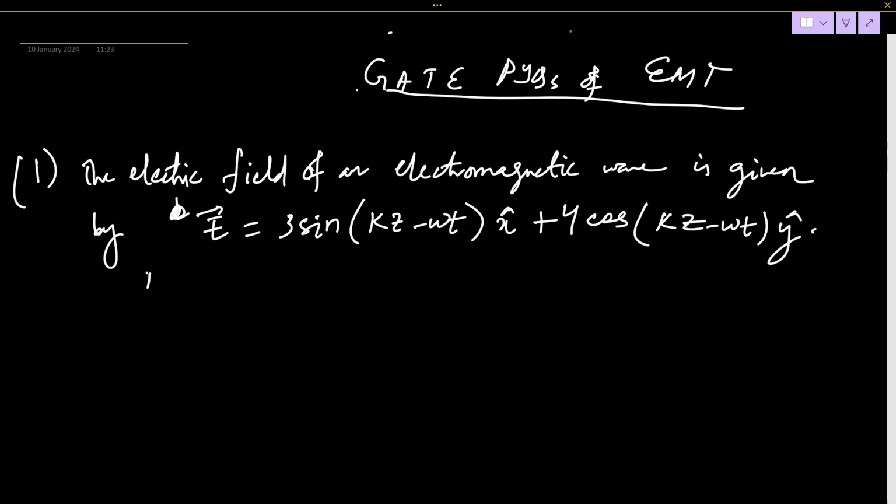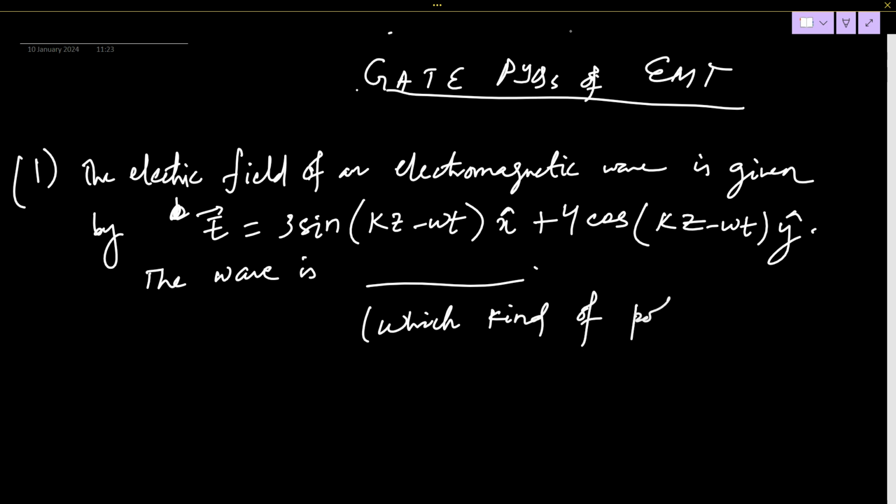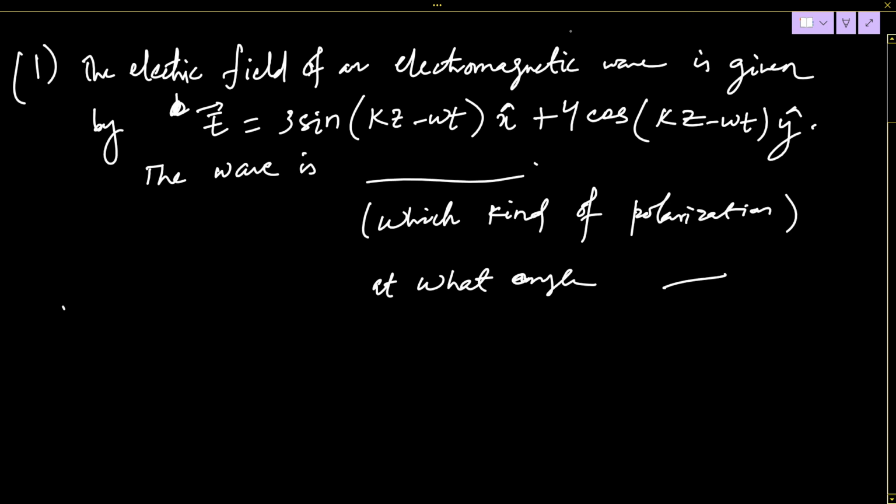Okay, the wave is what? Which kind of polarization is there, and at what angle? I won't give the options. So, the electric field of an electromagnetic wave is given. You can take your time, 2 minutes, 3 minutes. You can pause the video also if you want.